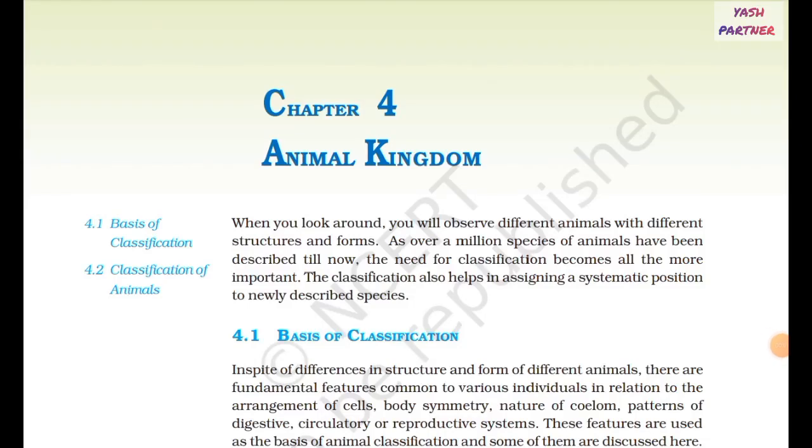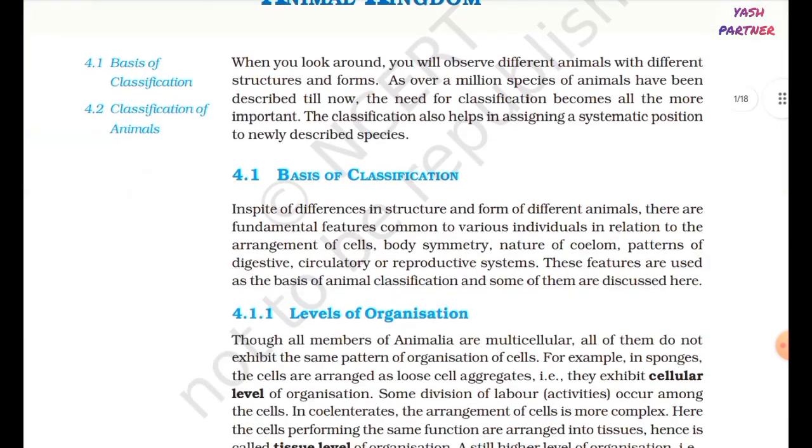In this video, we are going to read NCERT Biology, Class 11, Chapter 4, Animal Kingdom. When you look around, you will observe different animals with different structures and forms. As over a million species of animals have been described till now, the need for classification becomes all the more important. The classification also helps in assigning a systematic position to newly described species.